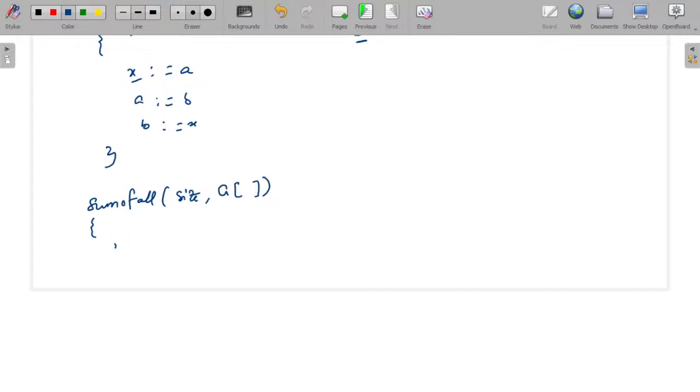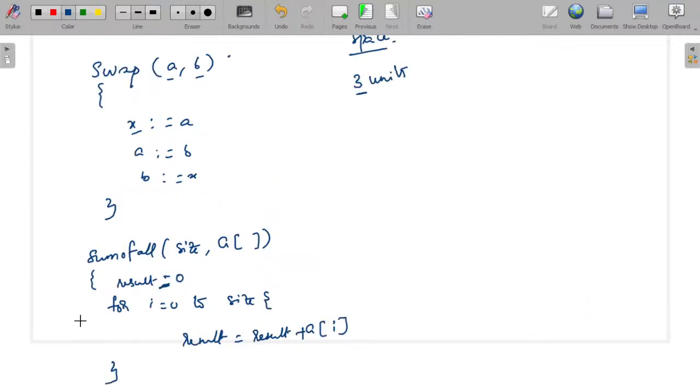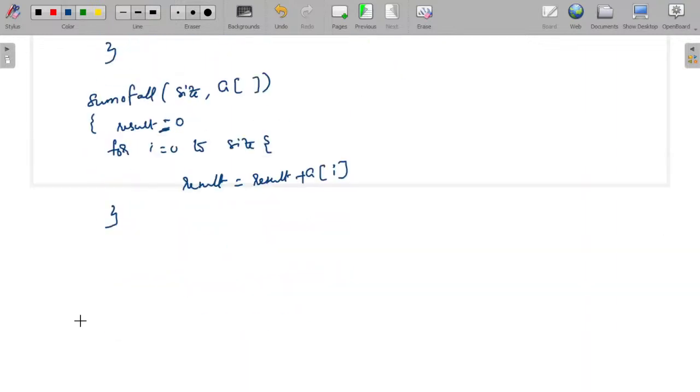Okay, now we have to make use of something called a for loop, and we need one more variable called result. Maybe I'll take 0 initially. So then for i equals 0 to size of the array. Now how do you compute the sum of all the numbers? It is very simple: result equals result plus a of i. This particular algorithm is used to find the sum of n given numbers in an array.